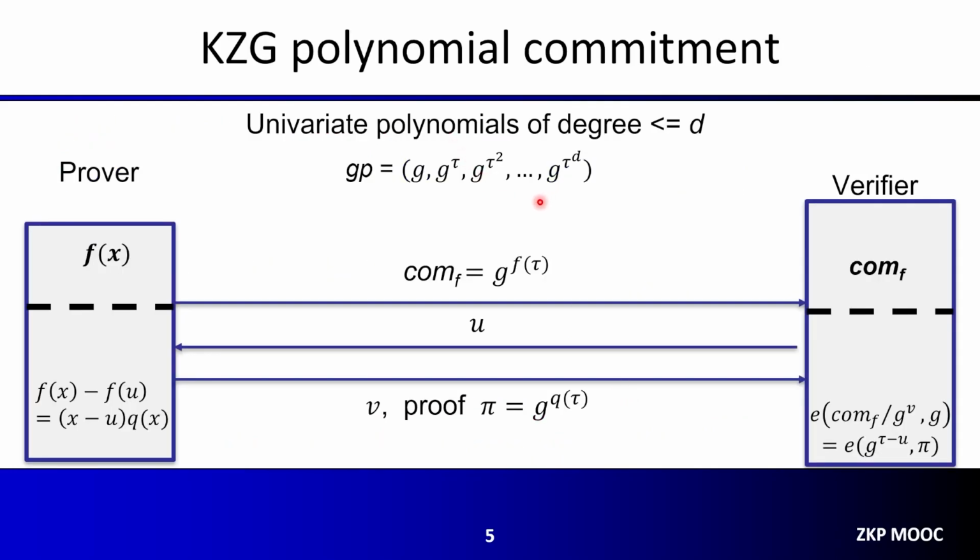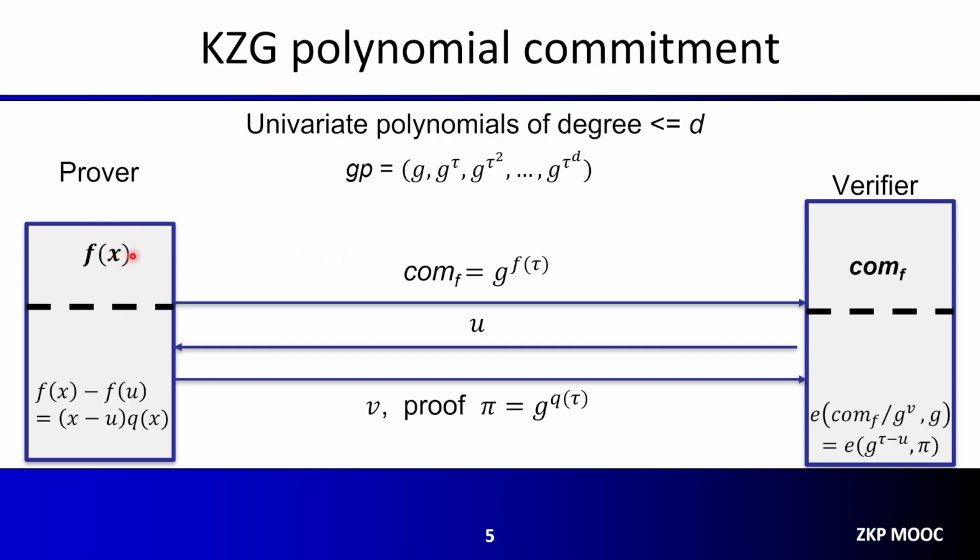Finally, to put it back to this slide showing the interactions between the prover and verifier, in the key generation algorithm, we are going to generate the global parameters as g^τ all the way to g^(τ^d). And this is the trusted setup step.